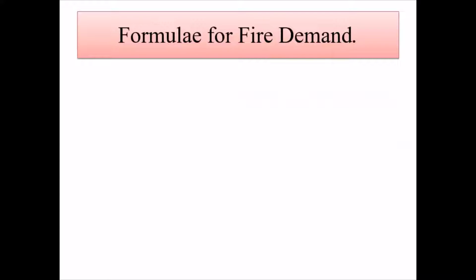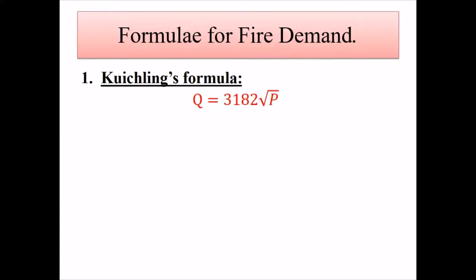Now the formula for fire demand. The water required for fire demand is calculated by the following formula. First, Kuichling's formula: Q = 3182 √P, where Q is the discharge in liters per minute and P is the population.